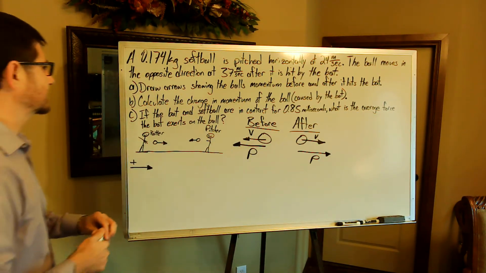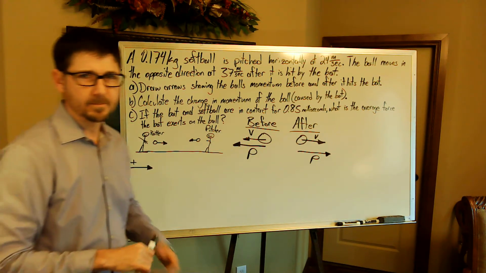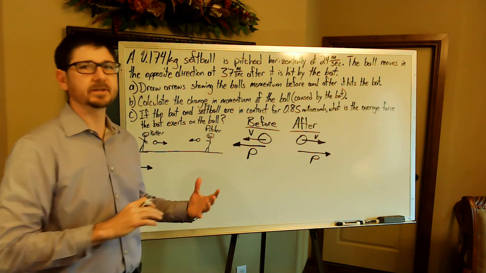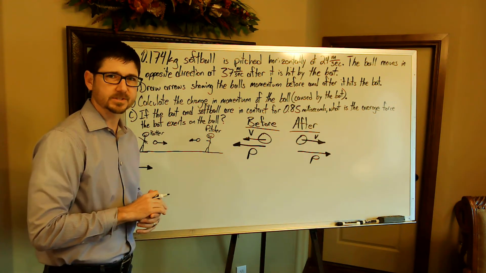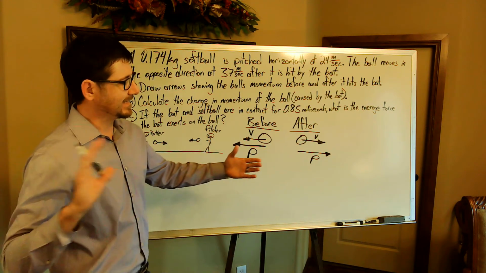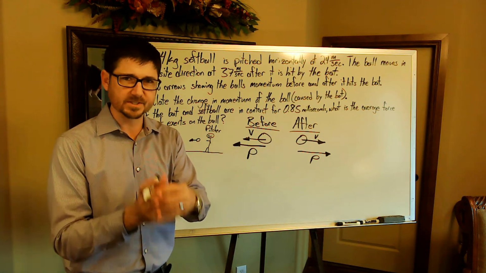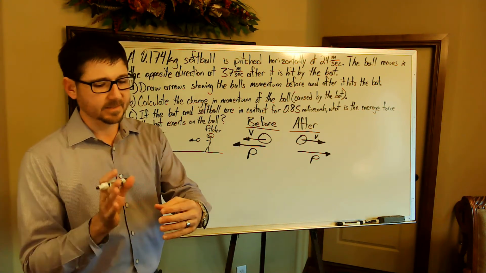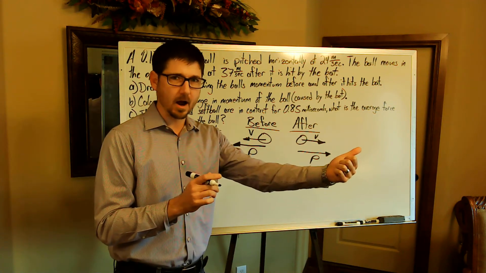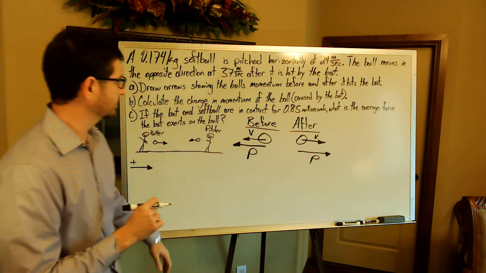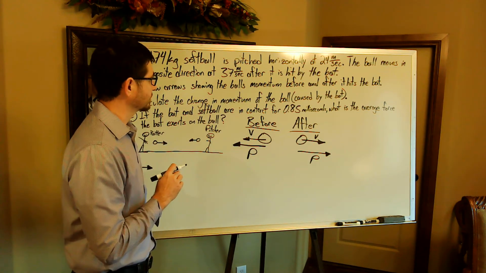For part B, it says calculate the change in momentum of the ball caused by the bat. The ball is moving at 24 meters per second initially. It hits the bat, and as it hits the bat, it actually comes to a stop. Then the force of the bat is going to accelerate the ball in the opposite direction that it was originally thrown, and it's going to achieve a speed of 37 meters per second.